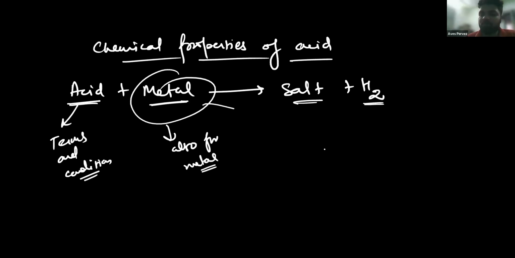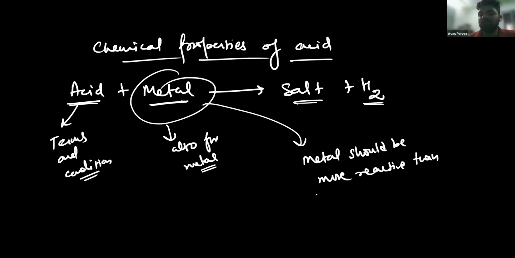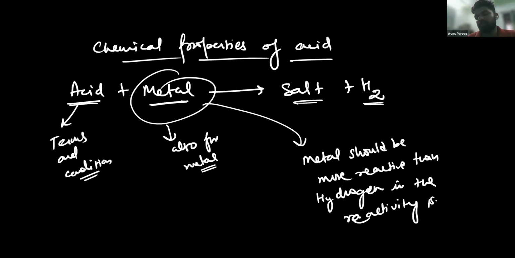And what are the terms and conditions? Let me explain: metals should be more reactive than hydrogen in the reactivity series. Understood? Why should the metal be more reactive than hydrogen? So that it can displace hydrogen from the acid, because it is a simple displacement reaction. That's why.